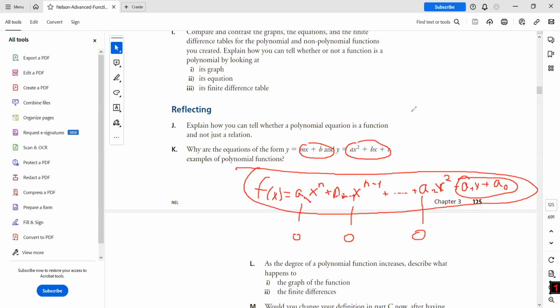And as well as talking about this one, the difference is that only the second term, a2x squared, does not equal 0. Is this clear, guys?